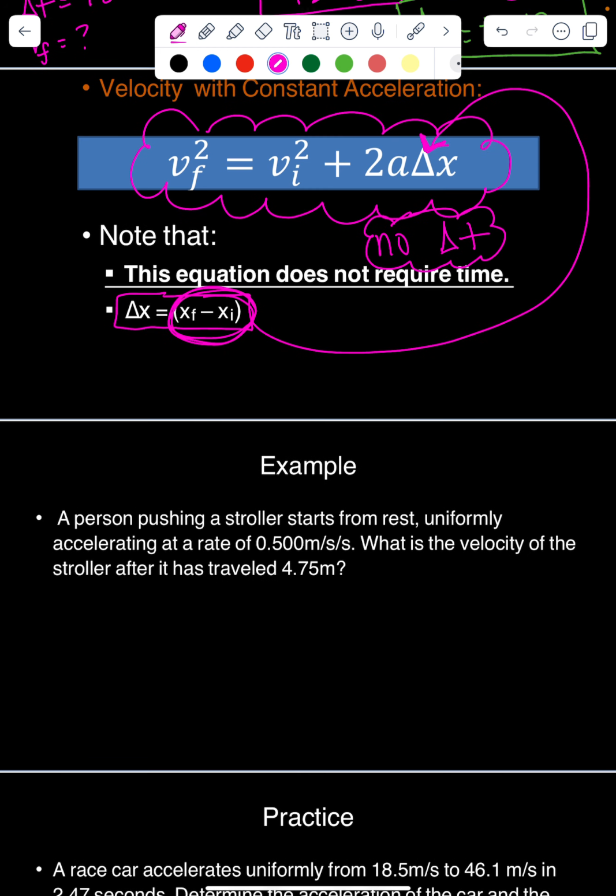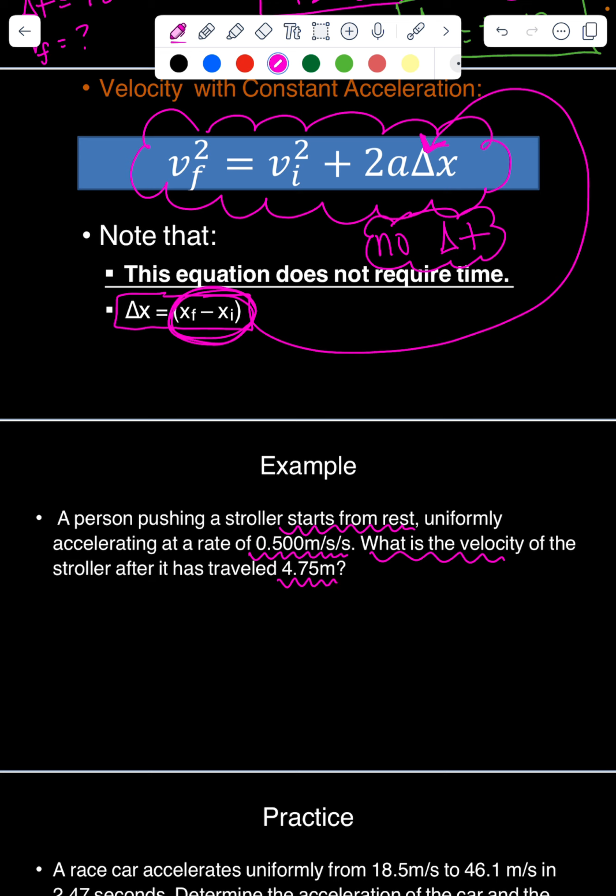So we have a person pushing a stroller that starts from rest and uniformly accelerates at a rate of 0.5 meters per second every single second. I want to know what is the velocity of the stroller after it has traveled 4.75 meters.